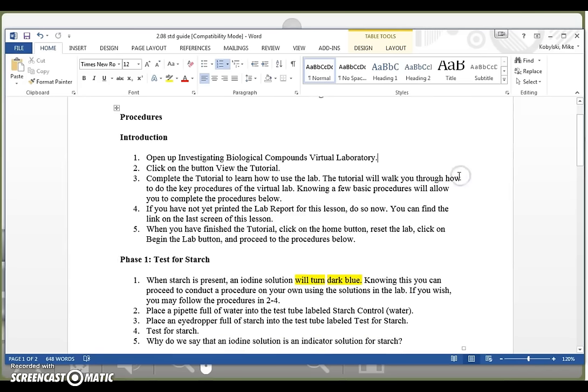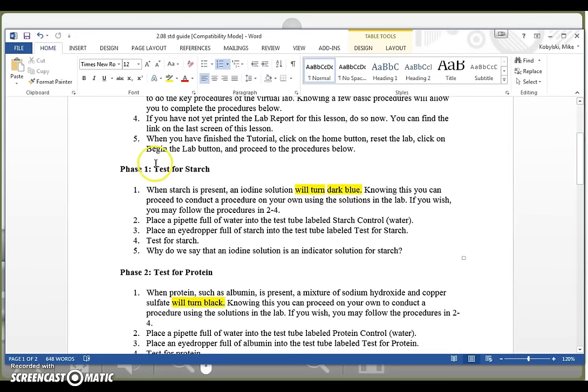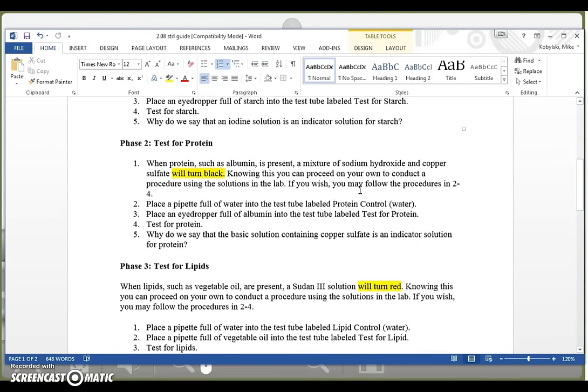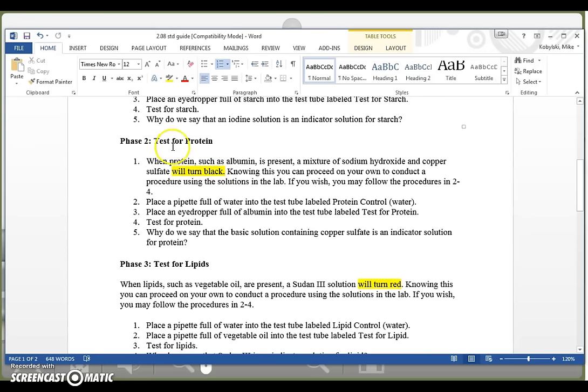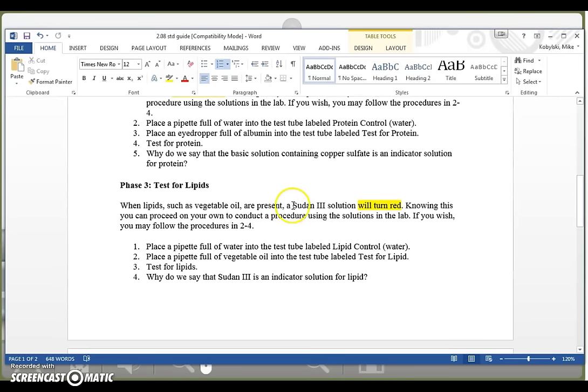Now your student guide, I'm not going to read all through this, but as you see, we're going to go through and test for starch. Starch, when it's present with iodine, will turn a dark blue color. And we'll walk you through the procedures. We'll do a control and we'll do a test. For protein with copper sulfate, albumin, which is a protein present, it will turn black. And for a lipid, we're going to use vegetable oil. Sudan 3 present, it will turn red. And as you walk through these, what you're looking for is not a mixing, but a change that has happened. A reaction is the term.